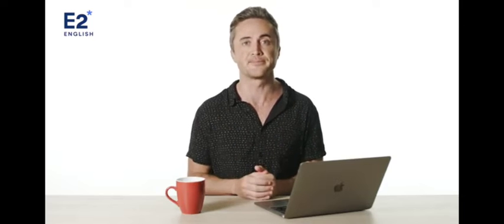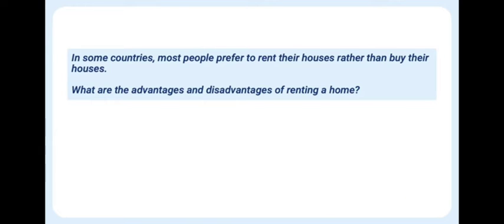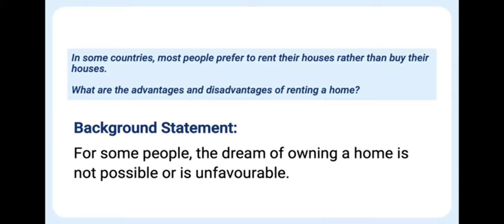So let's look at my question prompt and let me show you a great first sentence for your essay. In some countries, most people prefer to rent their houses rather than buy their houses. All right, so what's the broad social context here? Every essay has a social context. Well, this one is about renting versus buying houses. So I'm going to write something like, for some people, the dream of owning a home is not possible or is unfavorable. Pretty simple, right?